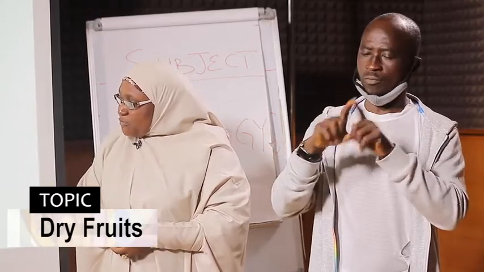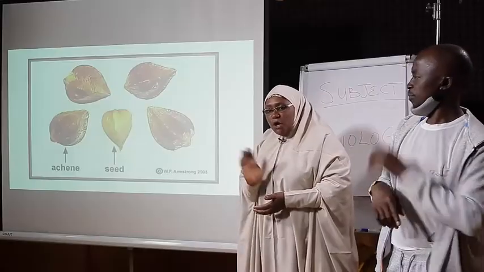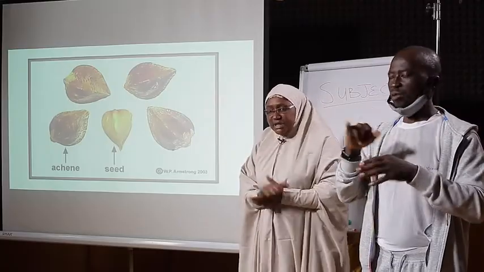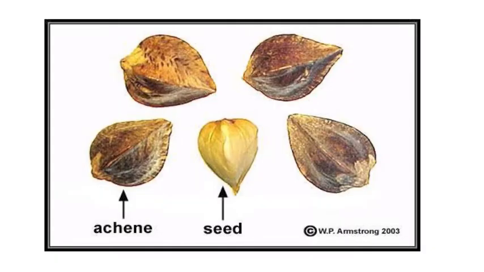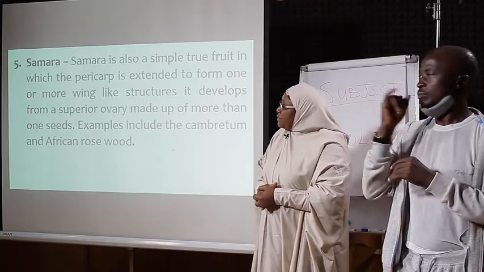We have a diagram of the seed of akin. No matter how dry and ripened it is, it doesn't open to release the seed. The seed is always attached to the pericarp of the fruit. Then the next one is samara.